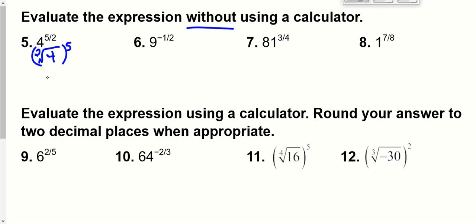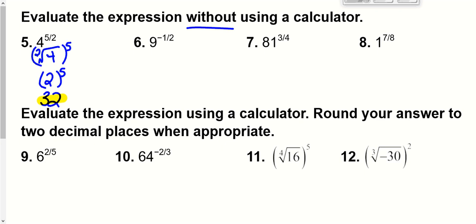So what's the square root of 4? Well, that is 2. And then we have 2 to the 5th power. If you need to put 2 to the 5th power in the calculator to find that out, you may do so. And when you do, you're going to find out that that's 32.